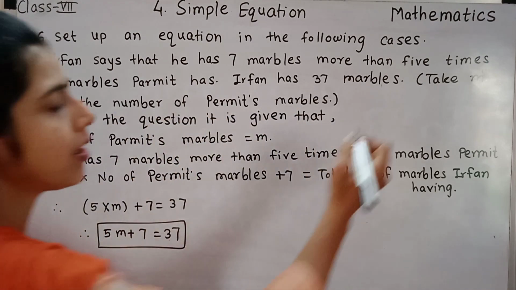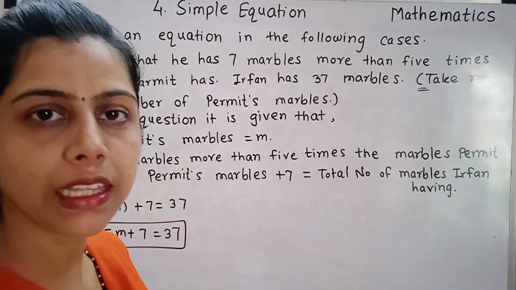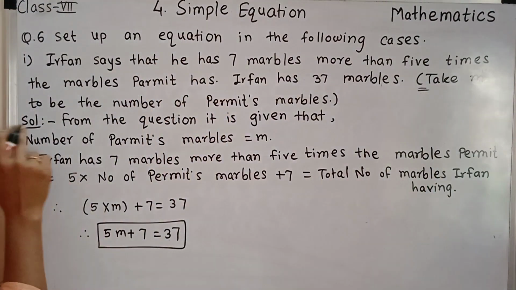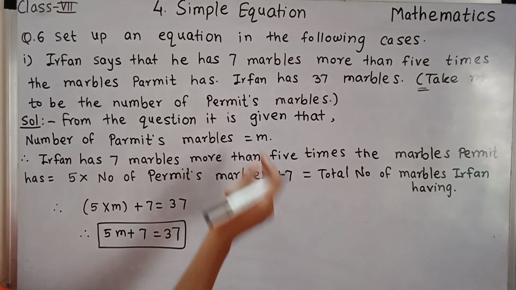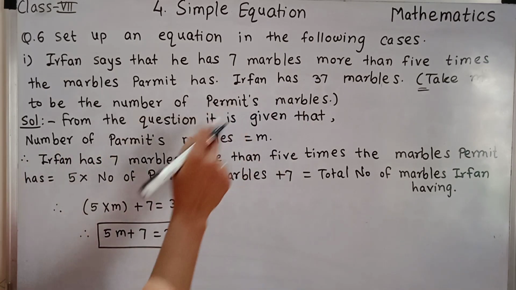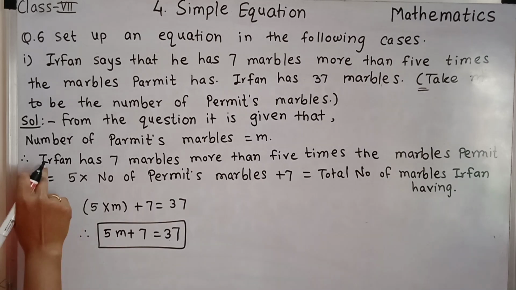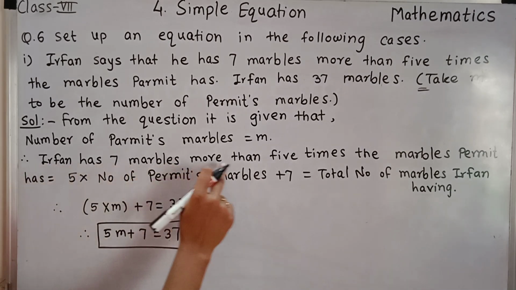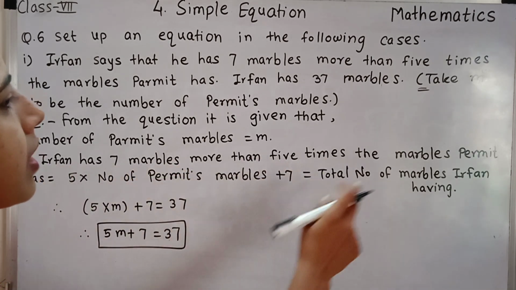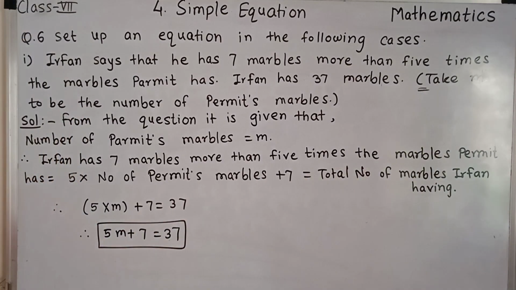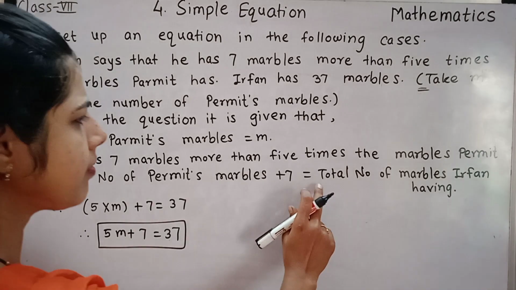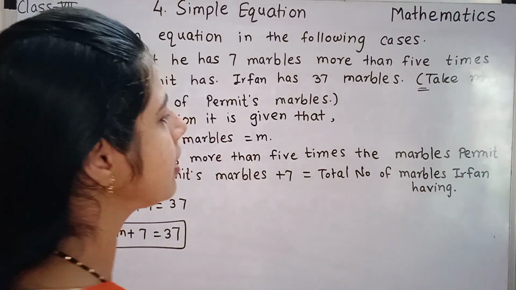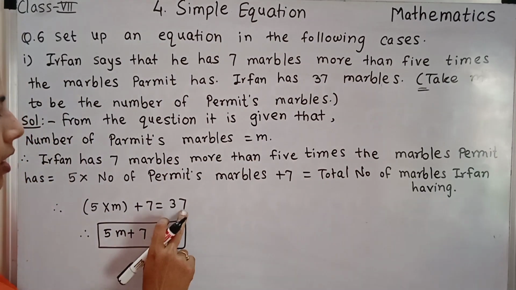Okay, what is given we first have to write down in the example. So solution: from the question it is given that number of Parmit's marbles equal to what? m. Yes, we have considered Parmit's marbles as m. So Irfan has 7 marbles more than 5 times the marbles Parmit has. So this equals the total number of Irfan's marbles. So equal to what? 37.